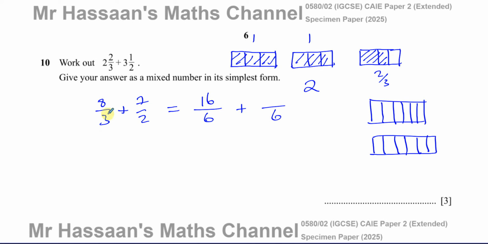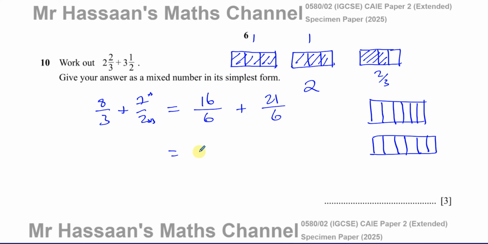So 8/3 is the same as 16 over 6, and for 7 over 2 you have to multiply by 3 to make this 6. So you multiply the 7 also by 3, and you have 21 over 6. So you have 16 plus 21 over 6. So here now we have 16 sixths plus 21 sixths.